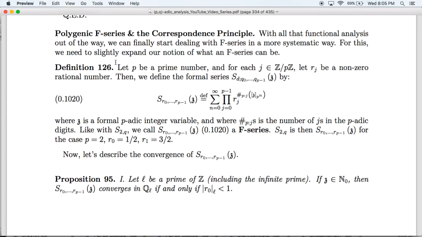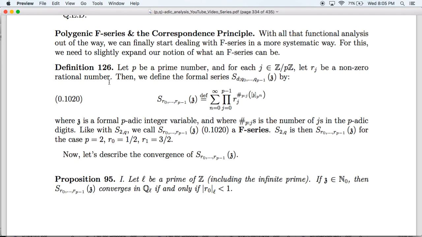So with all of that functional analysis out of the way, we can actually get started with our applications. And the first of these is we're going to be dealing with the F-series in both a more generalized and a more systematic way. And for this, we first need to begin by expanding slightly our notion of what an F-series can be. Just as a heads up, the expansion can go even further, but for the current purposes, we'll stick to this because otherwise things are going to get pretty complicated very quickly.